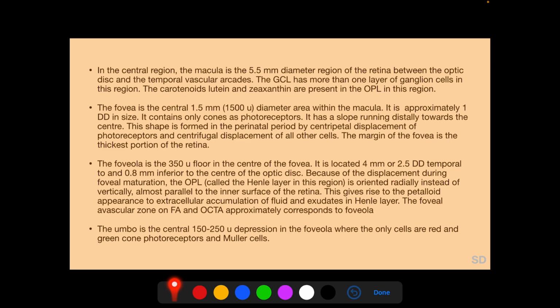Because of the displacement during foveal maturation, the outer plexiform layer, called the Henle's layer in this region, is oriented radially instead of vertically, lying almost parallel to the inner surface of the retina. This gives rise to the petaloid appearance clinically to extracellular accumulation of fluid and exudates in the Henle's layer. The foveal avascular zone on fluorescein angiography and optical coherence tomography angiography approximately corresponds to the foveola. The umbo is the central 150 to 250 micron depression in the foveola, where the only cells present are the red and green cone photoreceptors and Muller cells.